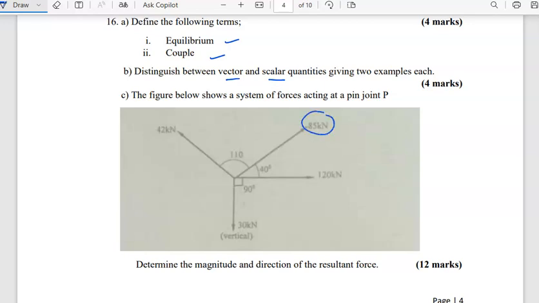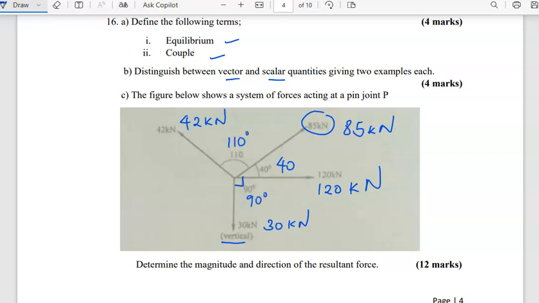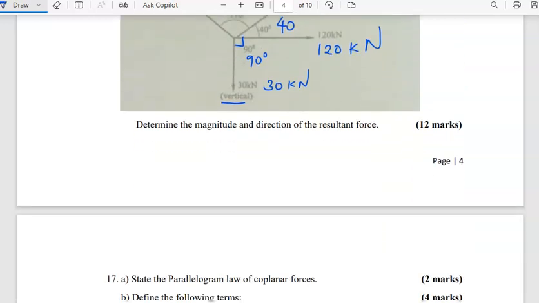Then here, this is 85 kilonewtons. This is 120 kilonewtons. This is 42 kilonewtons. Then here we have 30 kilonewtons. This is vertical. It means it is along the y-axis. So this is 90 degrees. This here is 40. Here we have 110 degrees. This one I've said is 90. So you pause, then you screenshot and try out.